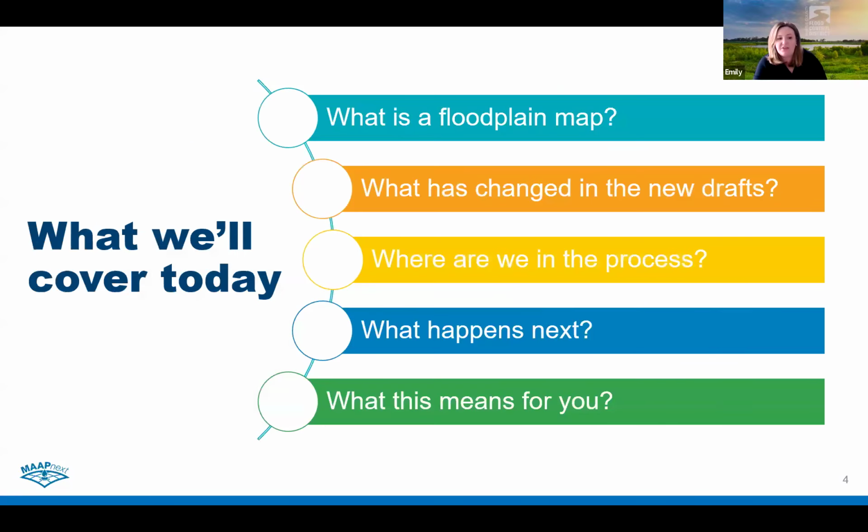So we'll talk through five sort of main topics. So first is the basics, what is a floodplain map and how is it used? The second is what's changed in the new maps, including updated rainfall information, new modeling, and then better topographic data. After that, we'll talk about where we are in the process, what happens next, and what residents should know at this stage. And then we'll end with a brief overview of an online tool where residents can look up information and compare current and draft floodplain information.